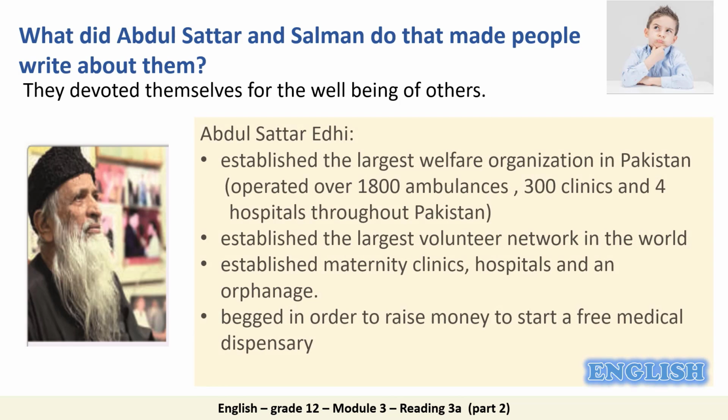Well, Abdul Satar established the largest welfare organization in Pakistan. He established an orphanage for the children who lost their parents. He collected money by begging in the streets.